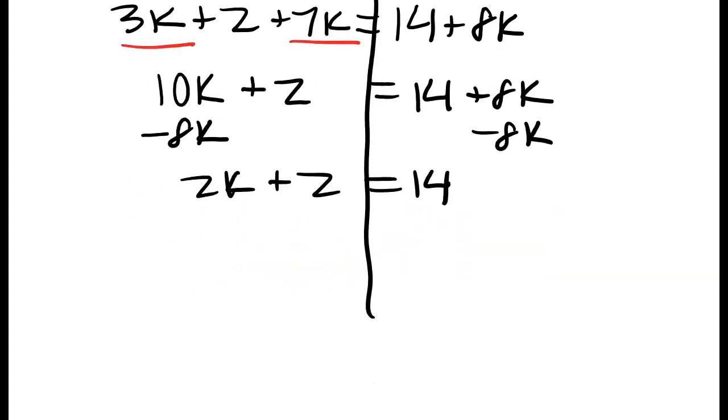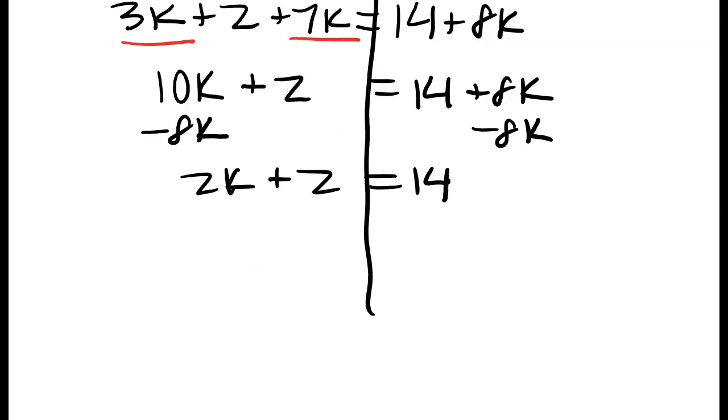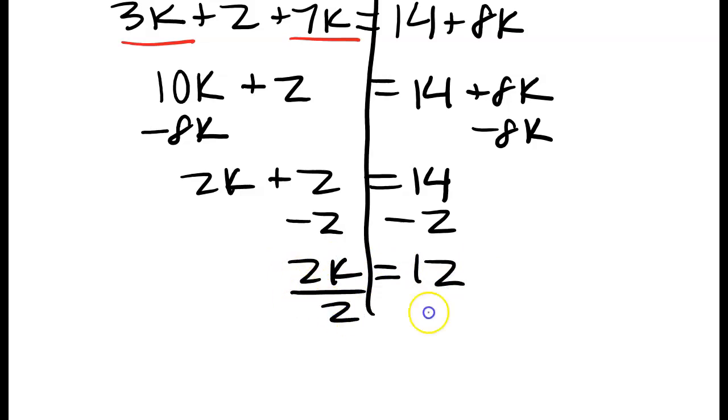Almost there. Now I only have 1k left to isolate, so I need to subtract 2 from both sides, start moving terms away from the k. So I get 2k equals positive 12. Divide both sides by 2. K is equal to 6.